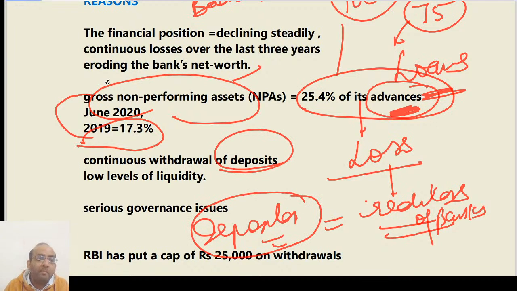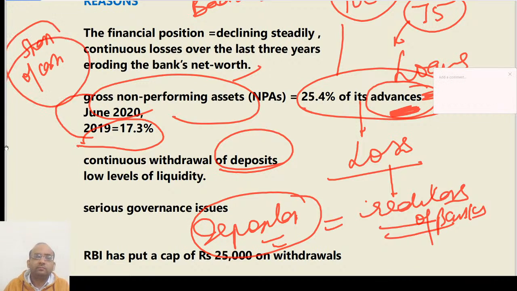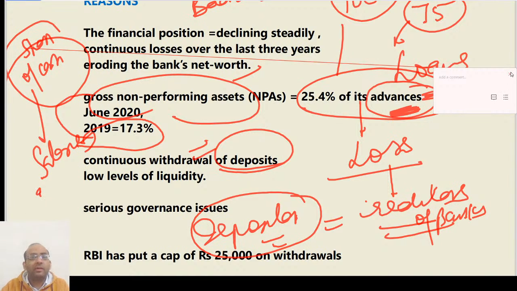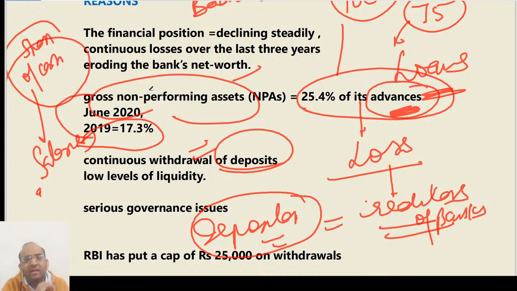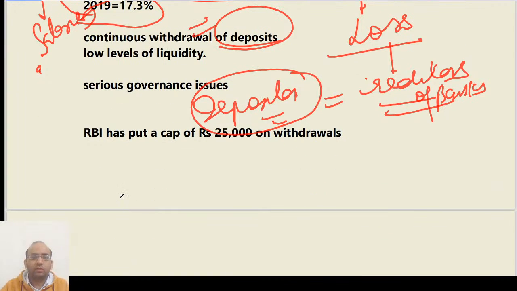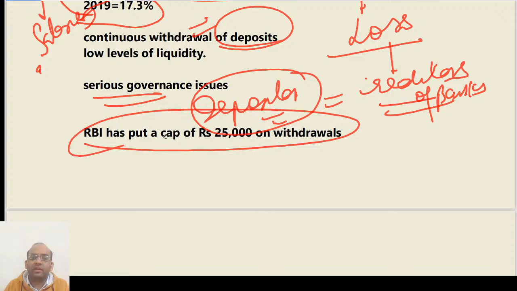What happens? The bank is now short of cash. Because cash has been withdrawn by the people, it cannot pay the salaries, the electricity bill, the internet bill, the security bill, etc. So the bank is near collapse, it cannot perform any basic function of lending, depositing, etc. So that is why RBI intervened. It has put a cap of rupees 25,000 on withdrawals so that a mass rush does not happen.